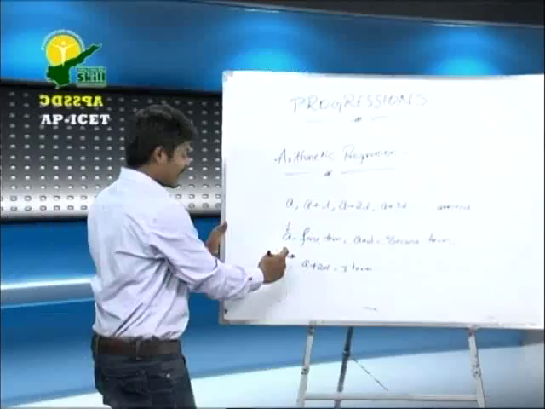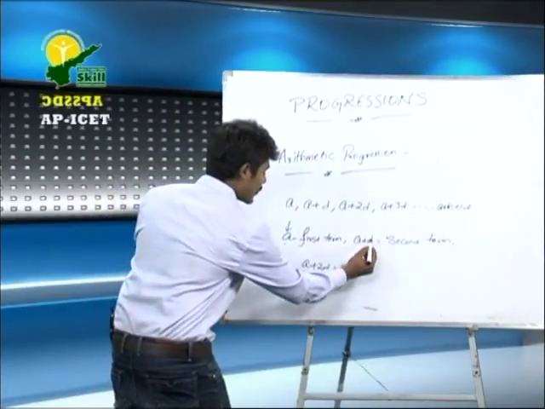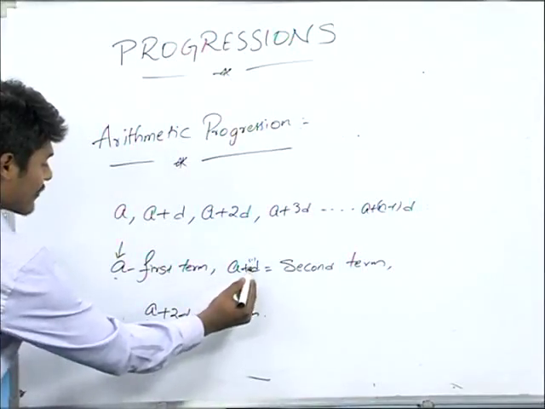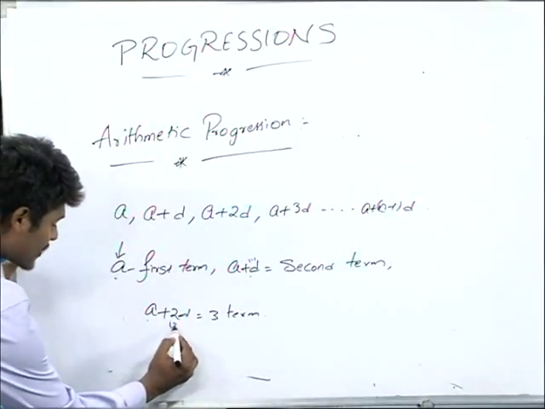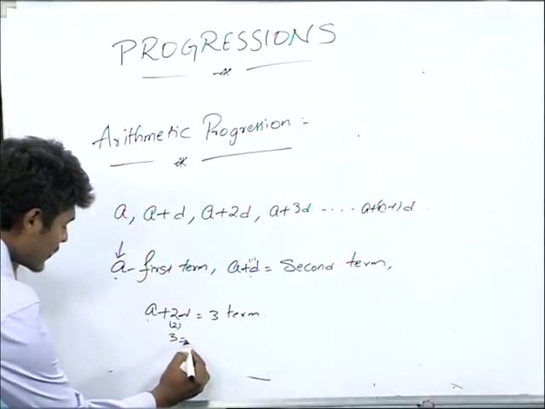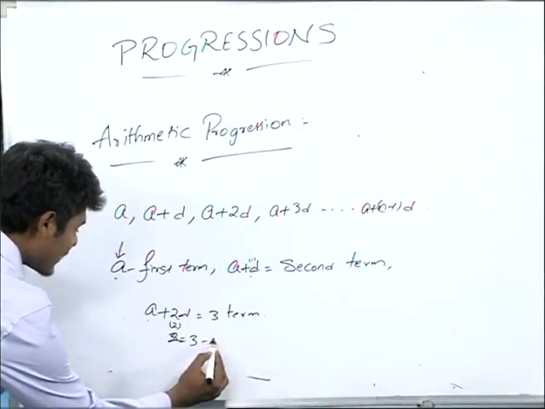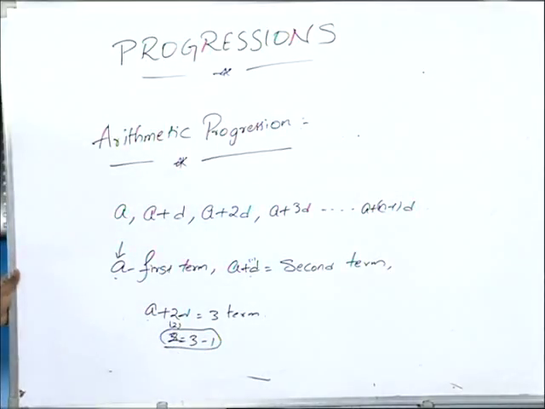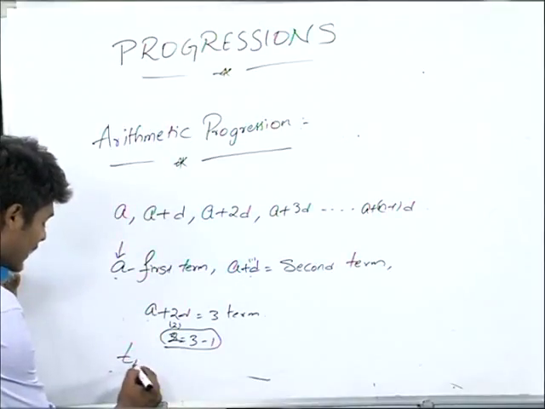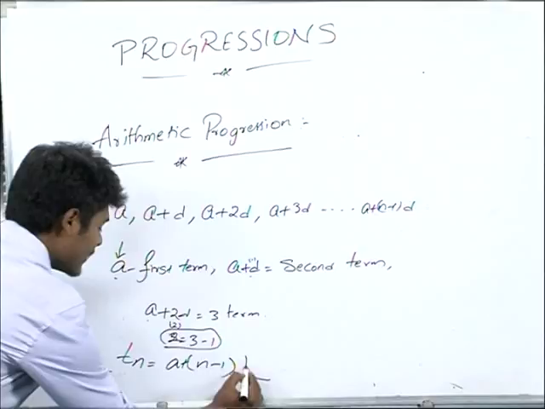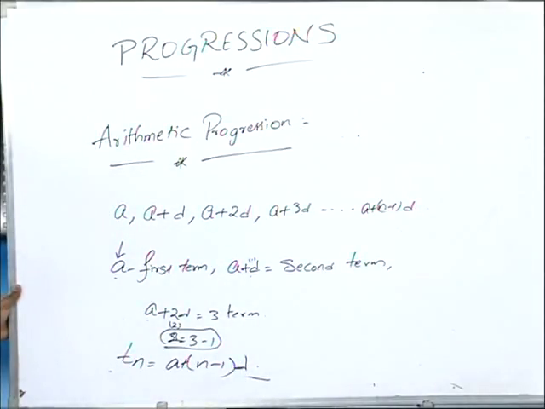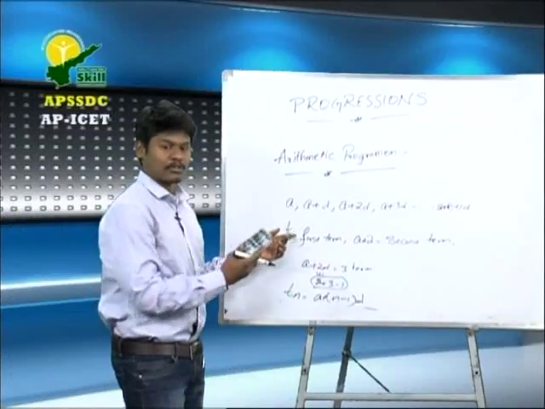Look at how the nth term arrives: A is the first term, in the second term the coefficient is only 1, in the third term the coefficient is 2. 2 can be written as 3 minus 1. So the nth term will also be like this: A plus n minus 1 into D. This is the expression of the nth term. All series in this pattern come under arithmetic progression. Let's see how we solve them with 2 examples.